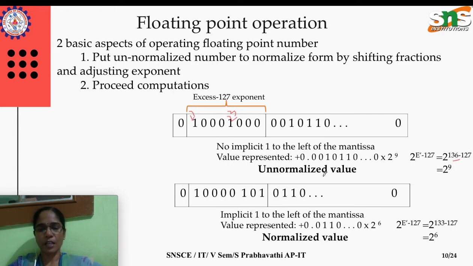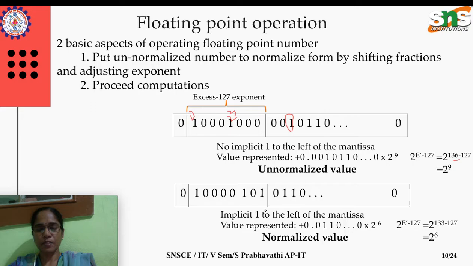This is the unnormalized form that needs to be converted to normalized form. In normalization, we need to bring this one to the left of the mantissa, and we won't store this one, it is implicitly understood.